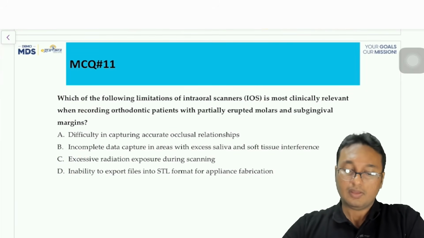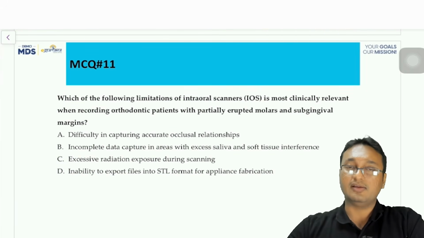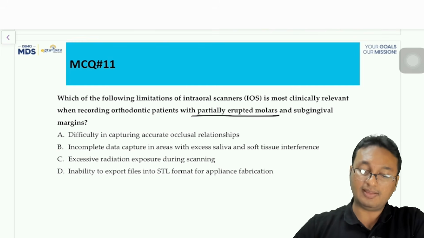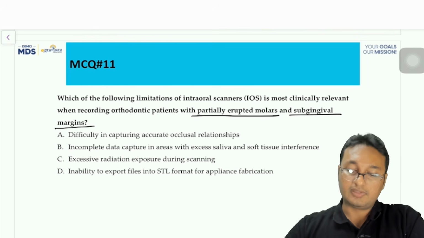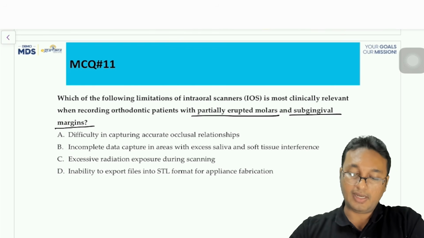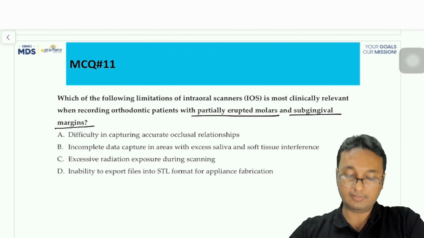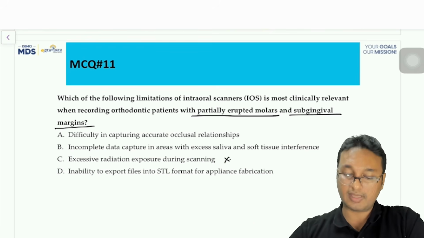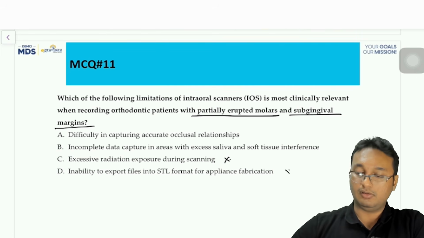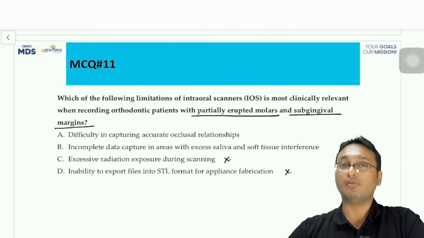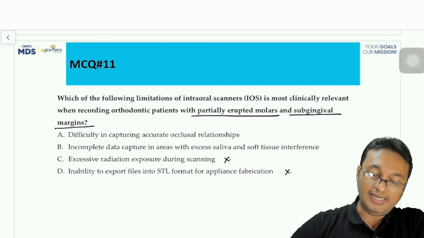Next question. Which of the following limitation of intraoral scanners is most clinically relevant when recording orthodontic patients with partially erupted molars and subgingival margins? Its difficulty in capturing accurate occlusal relationships, incomplete data capture in areas with excessive saliva and soft tissue interference, excessive radiation exposure during scanning. There is no radiation exposure in scanning. Inability to export STL files format for appliance fabrication. Also, this is not the case. So there could be difficulty in capturing accurate occlusal relationship, but option B is more relevant.